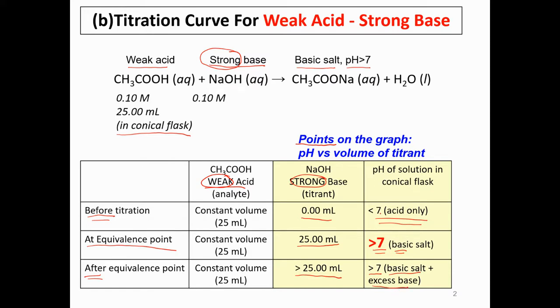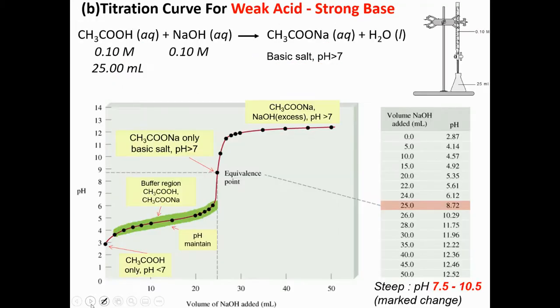So there are 3 points that you must understand. Before titration, the pH is less than 7 because there is only weak acid. At equivalence point, it is more than 7, not equal to 7, because it is a basic salt when weak acid reacts with strong base. After equivalence point, we have more base, so it will be more than 7. Let's look at how to draw the graph.